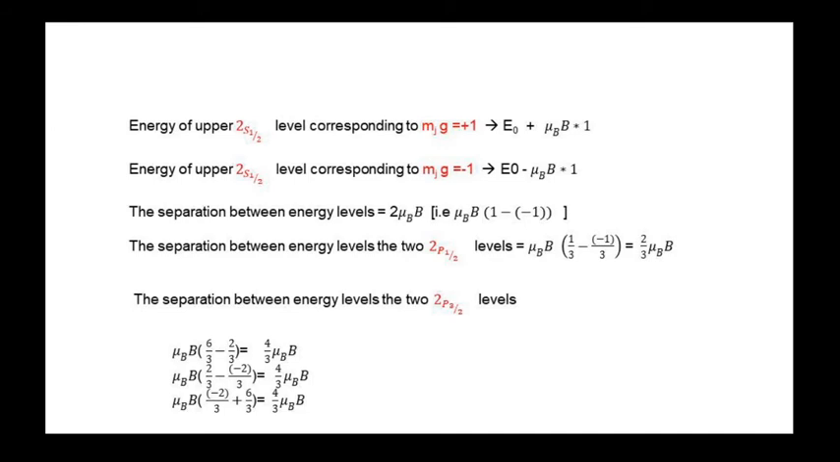Similarly, for the 2p 1/2 levels, in this case we will get 2/3 mu B as the separation. And for the 2p 3/2 levels, there are 4 levels, not 2. I mistakenly wrote here that there are 2 levels, which is not correct. Here there are 4 2p 3/2 levels. Obviously there are 3 spacings, and all the 3 spacings are equally spaced, each 4/3 mu B.